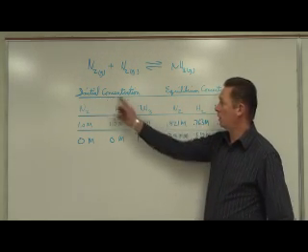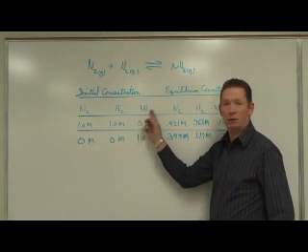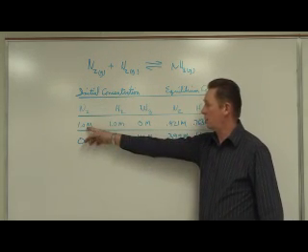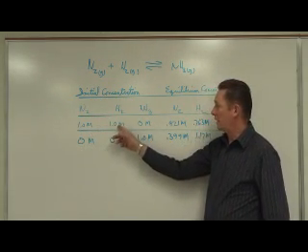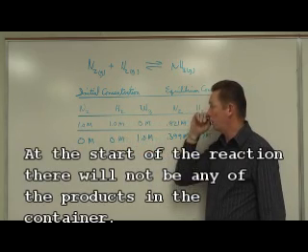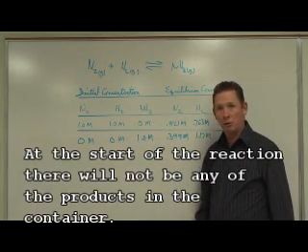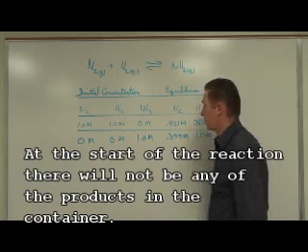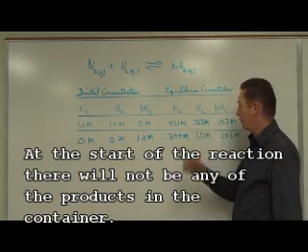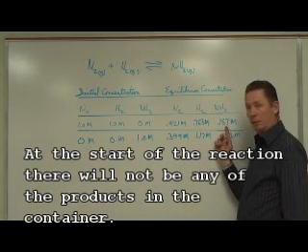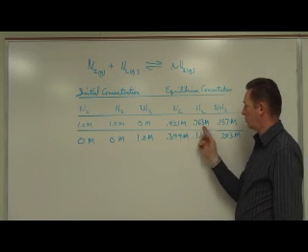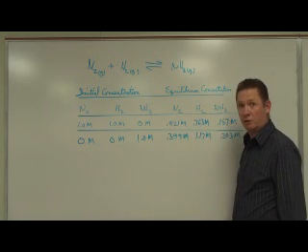If I look at my initial concentration of nitrogen, hydrogen, and ammonia, my experiment starts with 1 mole per liter of nitrogen and hydrogen and 0 moles per liter of the ammonia that's produced. As we allow the reaction to proceed, when it hits equilibrium, I now have ammonia present and I have decreased the concentration of both of the other substances.